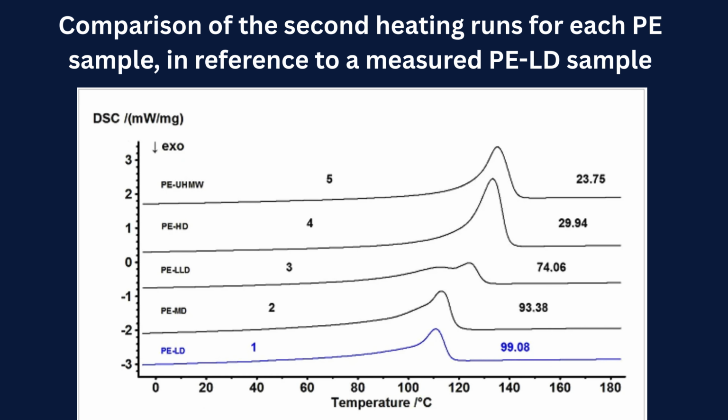Polymer identification. Each polymer exhibits characteristic thermal transitions that serve as a thermal fingerprint. Polyethylene, polypropylene, PET, nylon, and other polymers can often be identified from their melting and crystallization behavior.